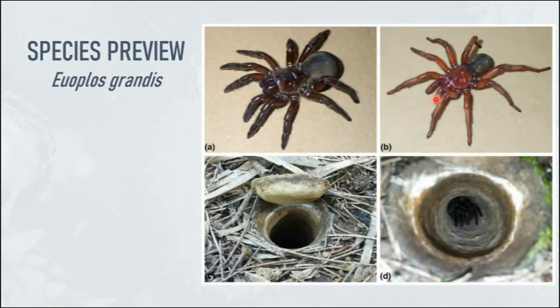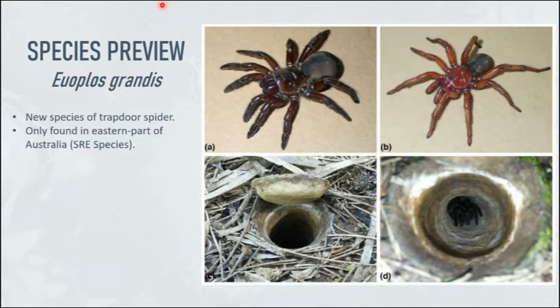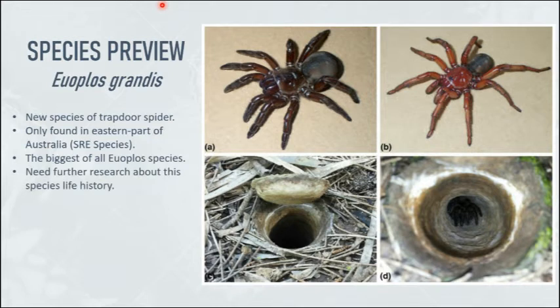And this is the spider that we researched, and the name is Euoplos grandis, as I mentioned before. This is a new species of trapdoor spider, and this species is only found in the eastern part of Australia and is recognized as an SRE species, or short-range endemic species. This spider is the biggest of all Euoplos species, and it needs further research about its life history to overcome its conservation issue.